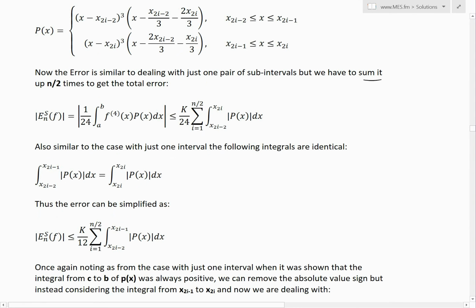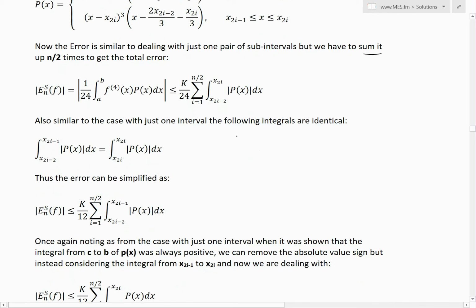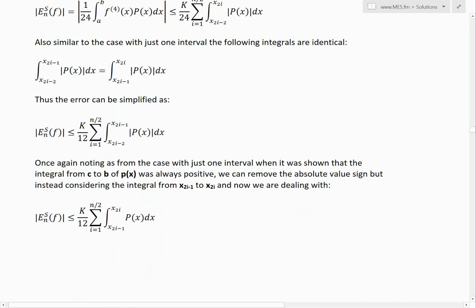And also similar to the case with just one pair of subintervals, the following integrals are identical. So basically the integral from this is exactly the same thing we had above. So we had identical integrals of the p of x. So 2i minus 1, there's an error there. So these are exactly the same, remember before we had a to c and c to b. Thus the error can be simplified again. Instead of this 24, we times it by 2. So this is just 2 over 24. So that's why we have this 12 there.